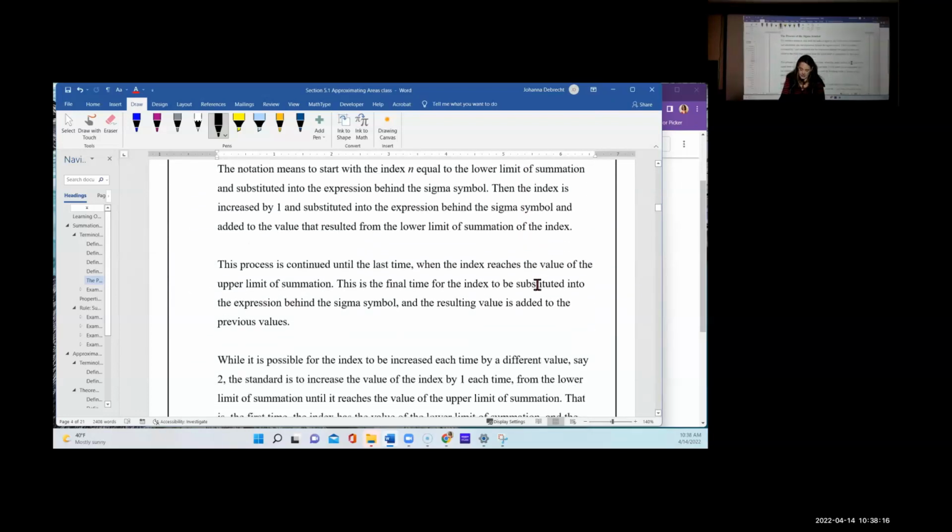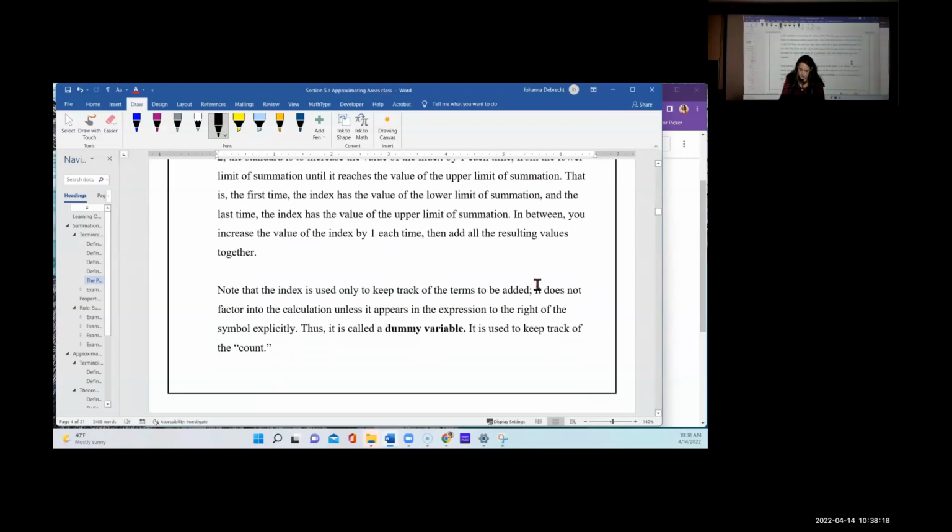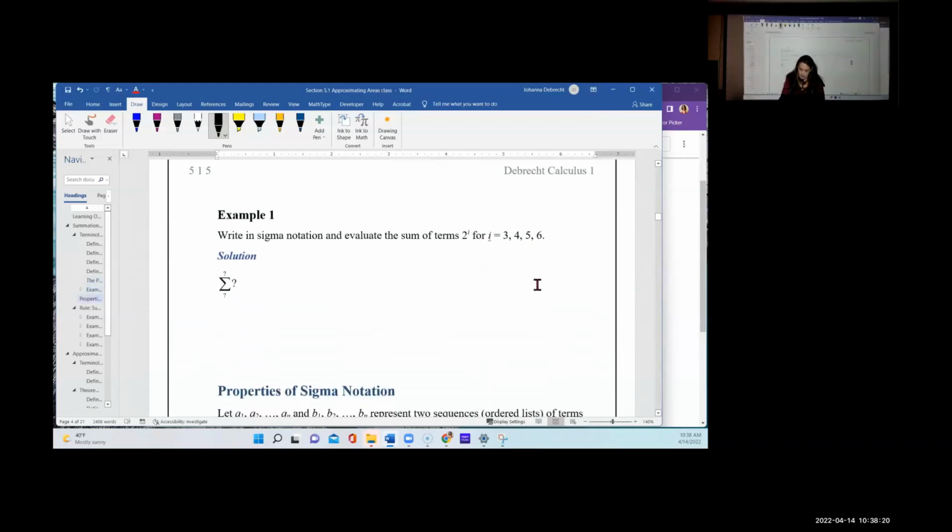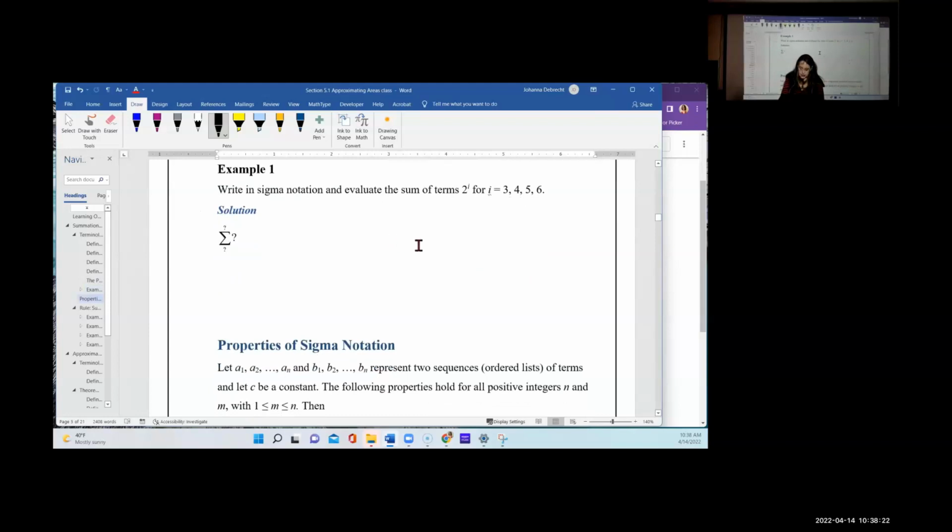So now let's talk about an example. It says, write in sigma notation and evaluate the sum of terms 2 to the i for i between 3, 4, 5, and 6. So they're telling you that i starts at 3 and proceeds by 1 up to 6. So our lower limit of summation is going to be 3.